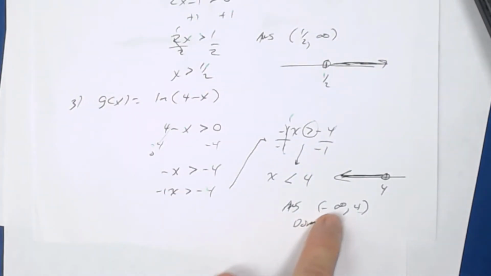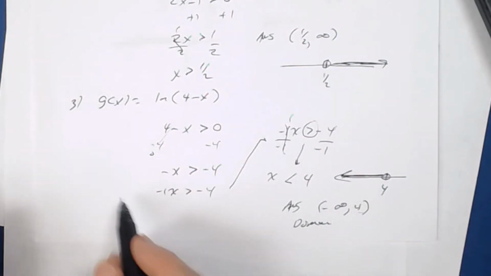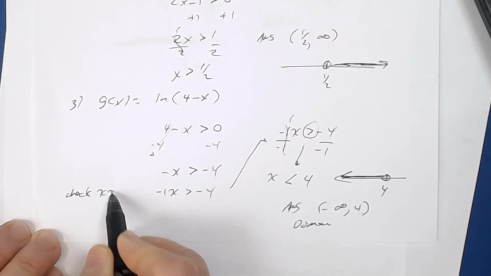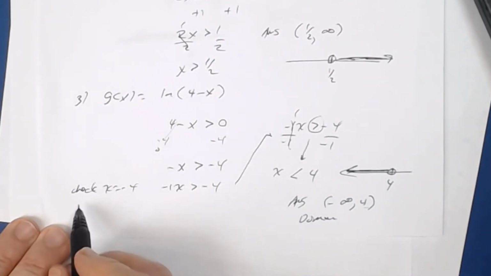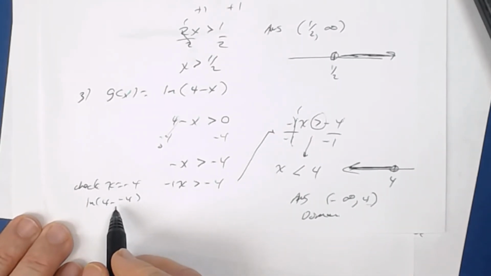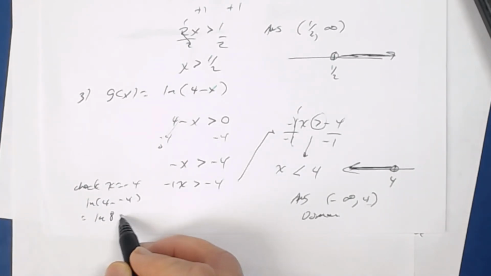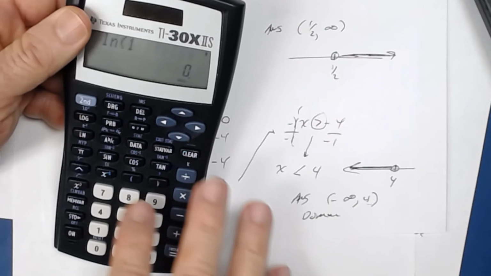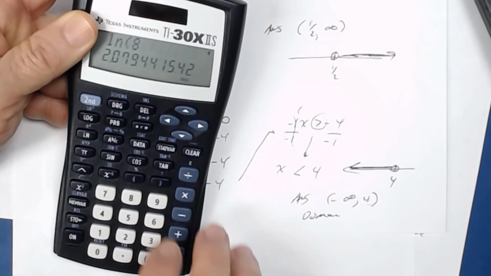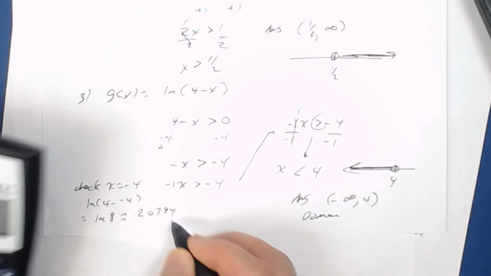Let's see why negative 4 works. Negative 4 is in here, right? So let's check x equal negative 4. So natural log of 4 minus a negative 4. What's 4 minus a negative 4? Well, that's 4 plus 4. That's 8, right? And if you use your calculator, are you going to get a y value back? Sure you will. Natural log of 8 is 2.0794.